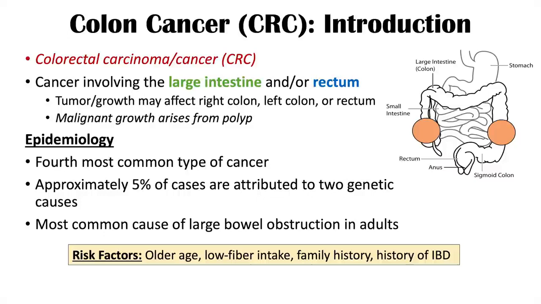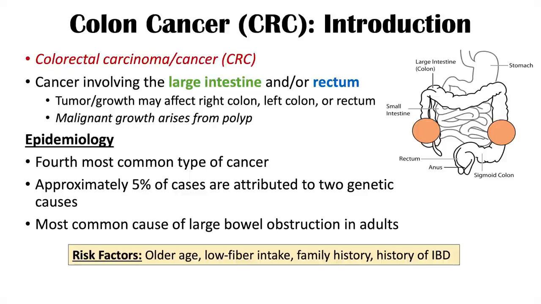A family history, particularly if a first-degree relative has had colon cancer before the age of 50, this is going to be an important risk factor to make note of. And then a history of inflammatory bowel disease, particularly ulcerative colitis, is also another risk factor for colon cancer.